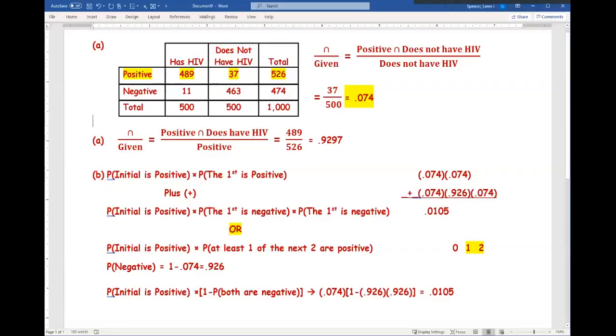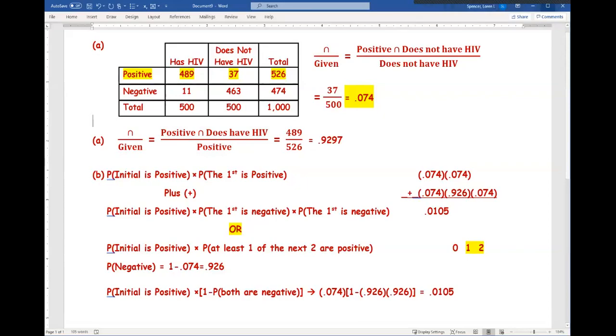And our table says, okay, part B said provided positive ELISA test. Well, we had 526 of them that were positive, and of those, 489 have it. All right, so that gives us a probability of 0.927. So that meant the table was pretty valuable in that particular situation.